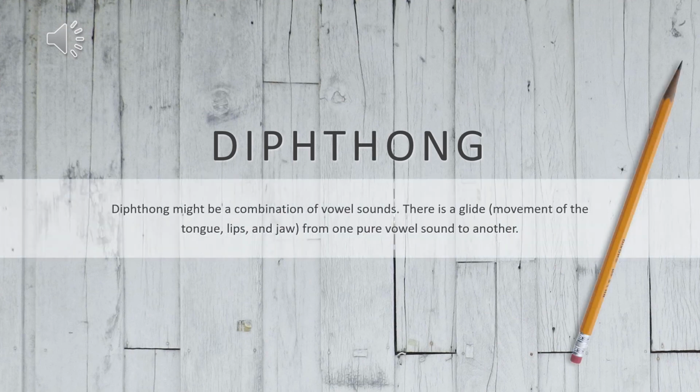Diphthong. A diphthong is a combination of vowel sounds. There is a glide or movement of the tongue, lips, and jaw from one pure vowel sound to another. The word diphthong comes from the Greek and means two voices or two sounds. In phonetics, a diphthong is a vowel in which there is a noticeable sound change within the same syllable.